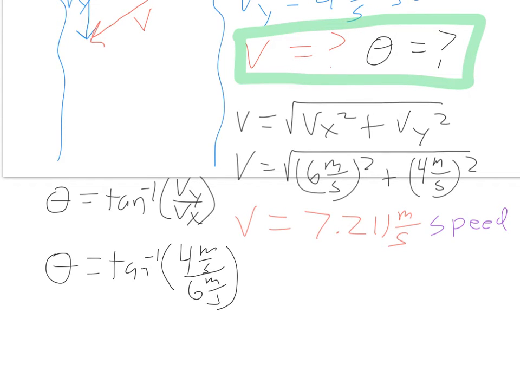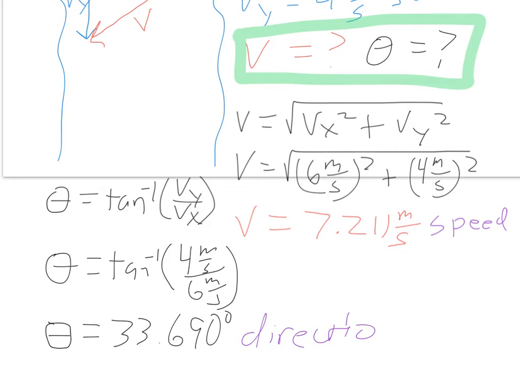And then again, we're going to throw that into our calculator. Reminder once again, when you do this in your calculator, make sure your calculator is set to degree mode. And if you do it right, you'll get 33.690 degrees. And that right there, that is the direction part of the velocity vector.